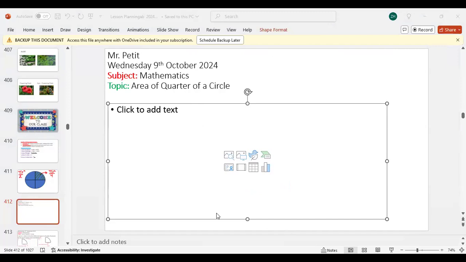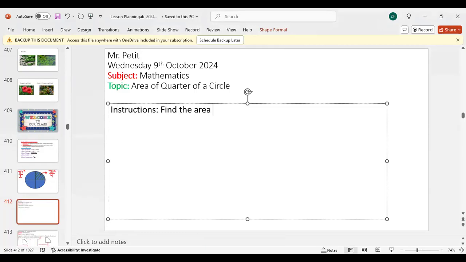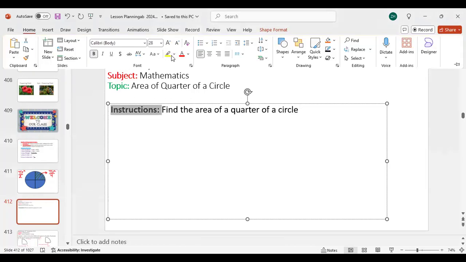What was the formula for a quarter of a circle? Pi r squared divided by 4. Very good. So the instructions are as follows: find the area of a quarter of a circle.